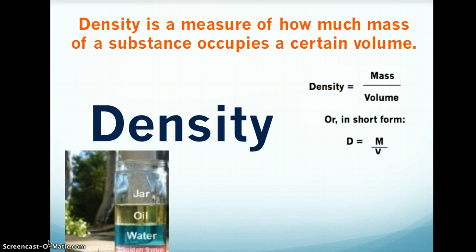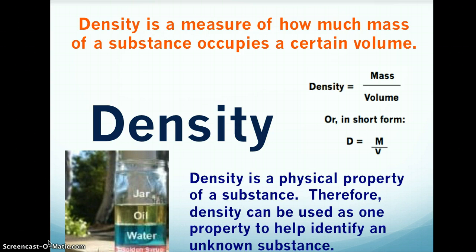Density, mathematically, the model we have is density equals mass divided by volume, or in short form, D equals M over V. Please be aware again that density is a physical property, so since it's an intensive physical property, it can be used as one property to help identify an unknown substance.